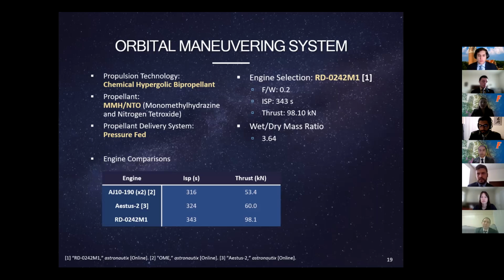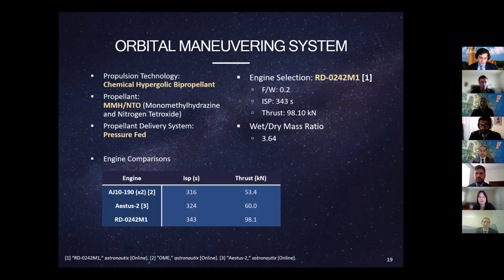For our orbital maneuvering system, we chose a chemical hypergolic bipropellant of MMH and NTO. The hypergolic bipropellants provide higher specific impulse than monopropellants and are simpler and smaller than cryogenic tanks due to the higher densities of monomethylhydrazine and nitrogen tetroxide. Hypergolic propellants can also self-ignite in space.